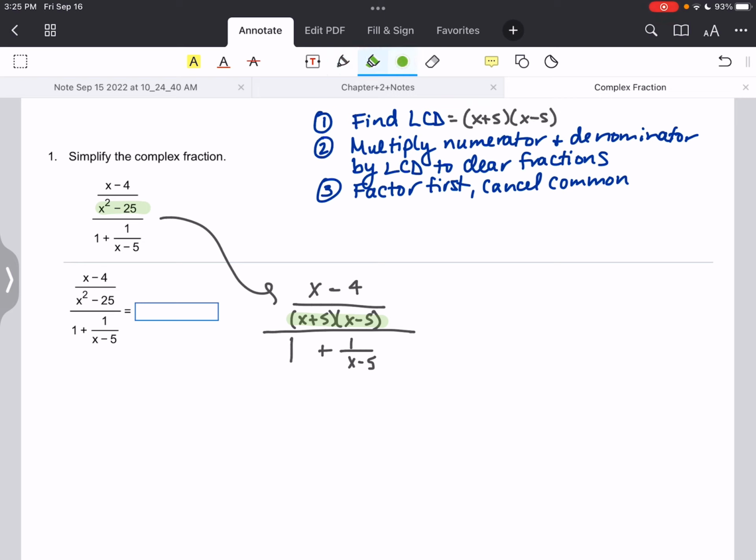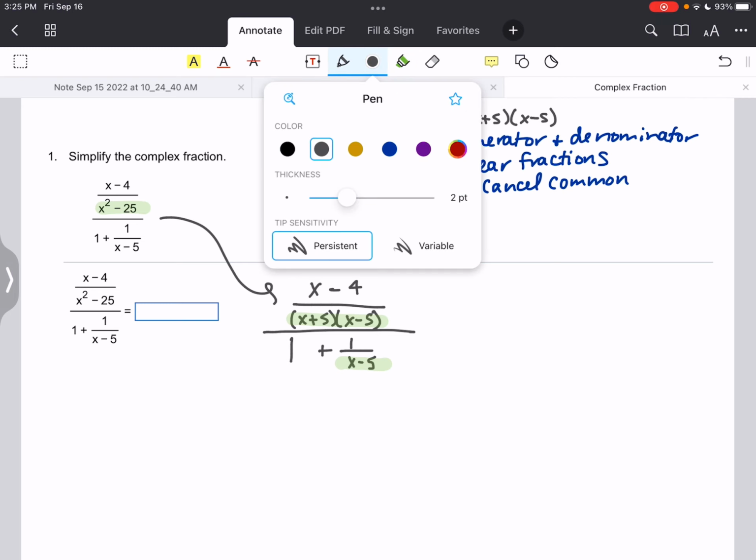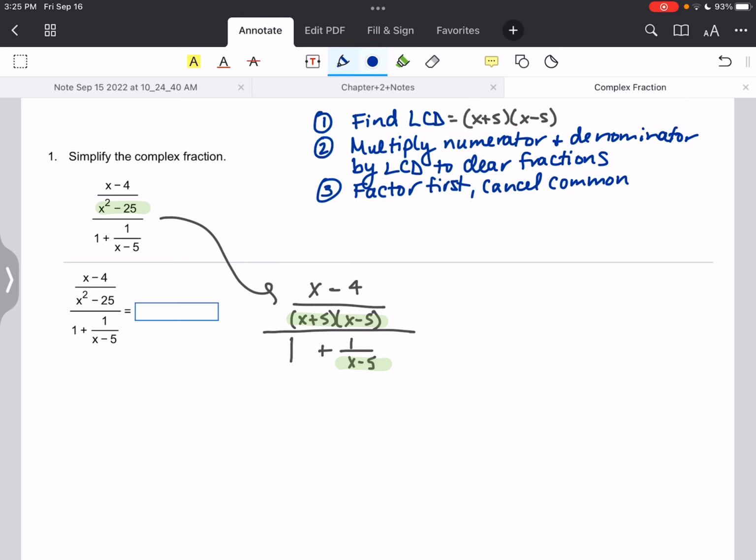And then I'm going to hunt around for any other denominators in my inner mini fractions, and I see this extra denominator down here of x minus 5. But I've already put x minus 5 as one of my factors. I don't need to repeat it, so that denominator is already covered in my LCD. So this is my least common denominator. So now I'm going to multiply all my terms, top and bottom.